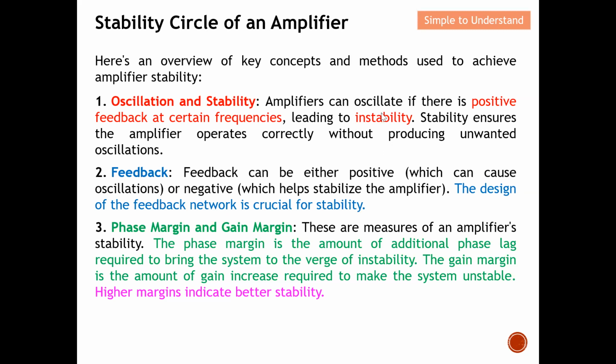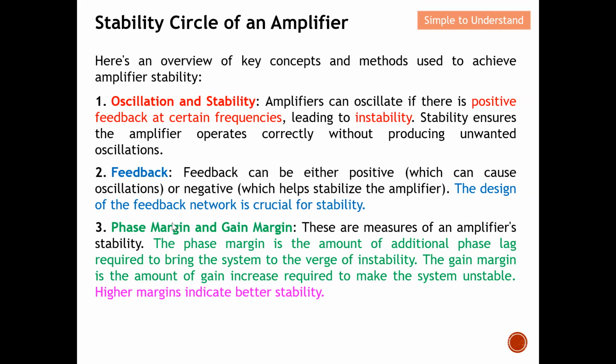So we need to prevent it from oscillating. If we have positive feedback, which means the gain keeps on increasing, then we have this issue that may lead the amplifier to instability. Stability ensures the amplifier operates correctly without producing any unwanted oscillation. As I mentioned earlier, we need to have negative feedback rather than positive. Feedback can be either positive, which can cause oscillation, or negative, which helps to stabilize the amplifier. Hence, the design of the feedback network is very crucial for stability.